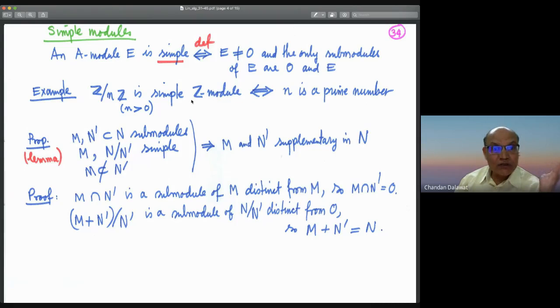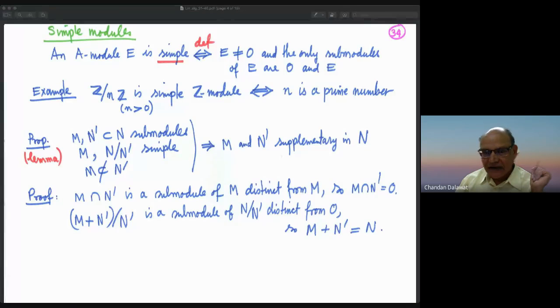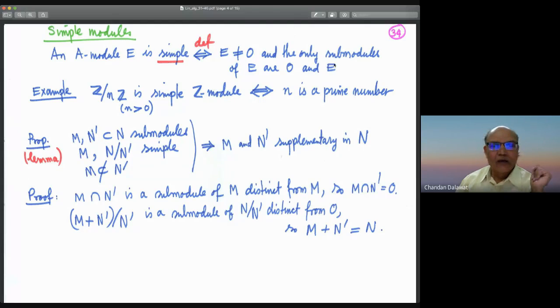Now there's this very important concept of a simple A module. So it's an A module E, and we say that E is simple if it's not 0, and there are no submodules of E apart from, of course, 0 and E itself.